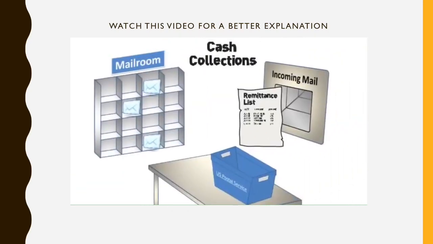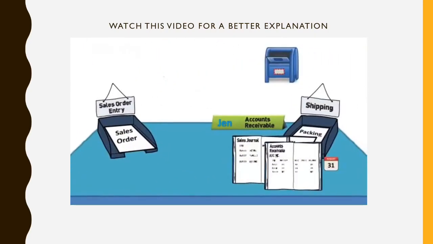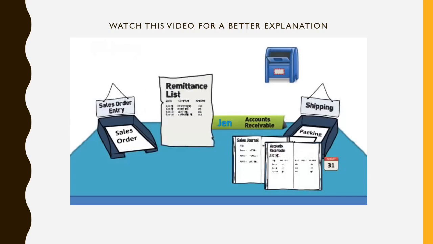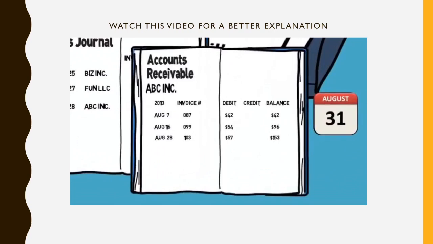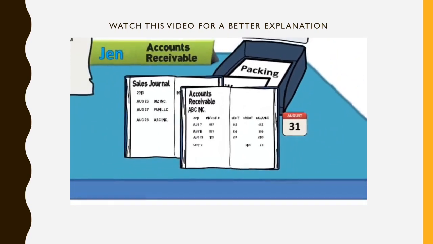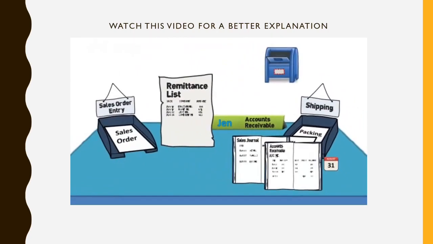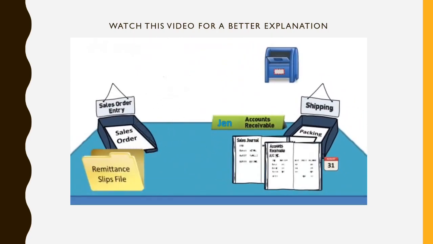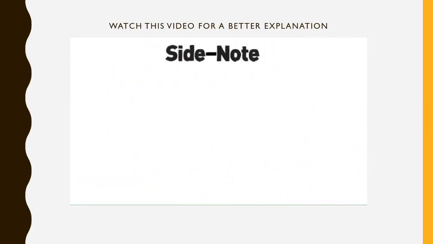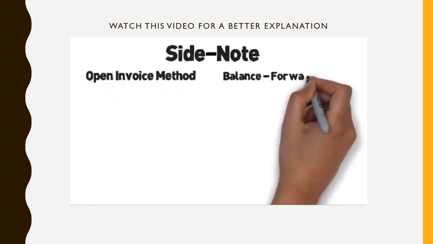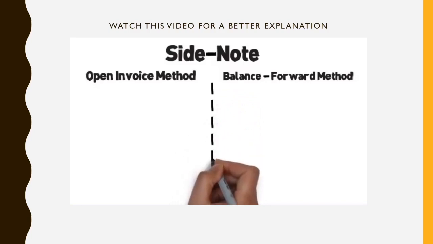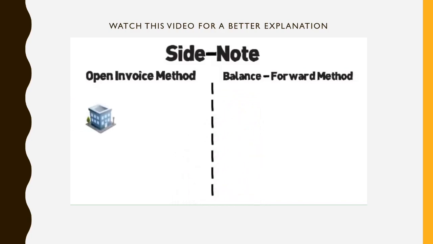The remittance list is then sent over to accounts receivable, where Jen updates this company's accounts receivable, and then files away the remittance list. A quick side note. There are two ways companies can bill customers. They can use either an open invoice method or a balance forward method.